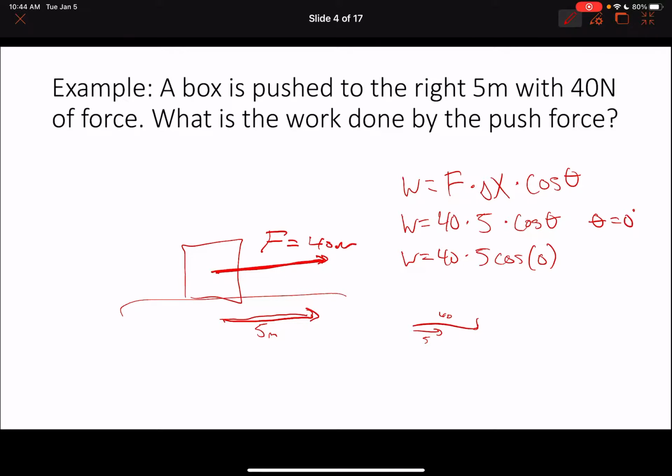For those in pre-cal, maybe you can do this in your head, but if you don't know, you can still do it in your calculator. Just make sure you're in degrees, not radians. But it turns out cosine of 0 is just 1. And so this is equivalent to 40 times 5 times 1, which is just 40 times 5, which is, what is that? I'm thinking 200. But it's been a while, so I'm rusty on my math. 200 joules. That's the work done by the push force on the box.